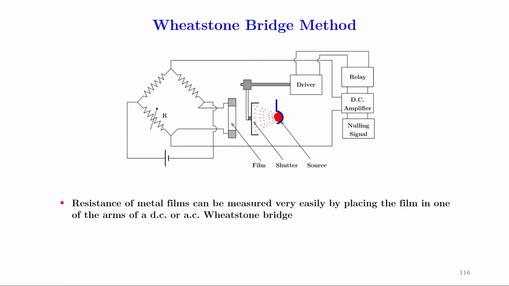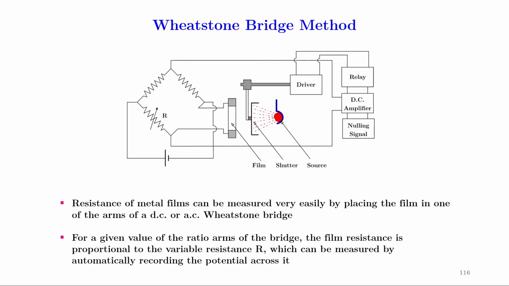Using this method, resistance of metal films can be very easily measured by placing the film in one of the arms of a DC or AC Wheatstone bridge. For a given value of the ratio arms of the bridge, the film resistance is proportional to the variable resistance R, which can be measured by automatically recording the potential across it.